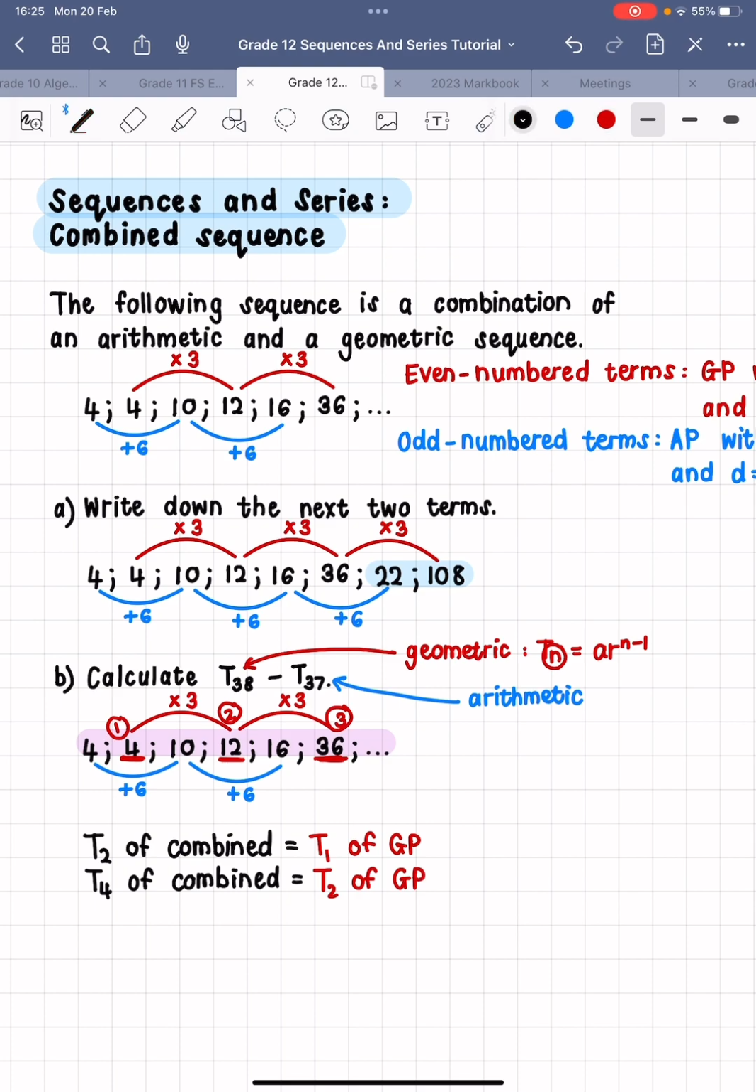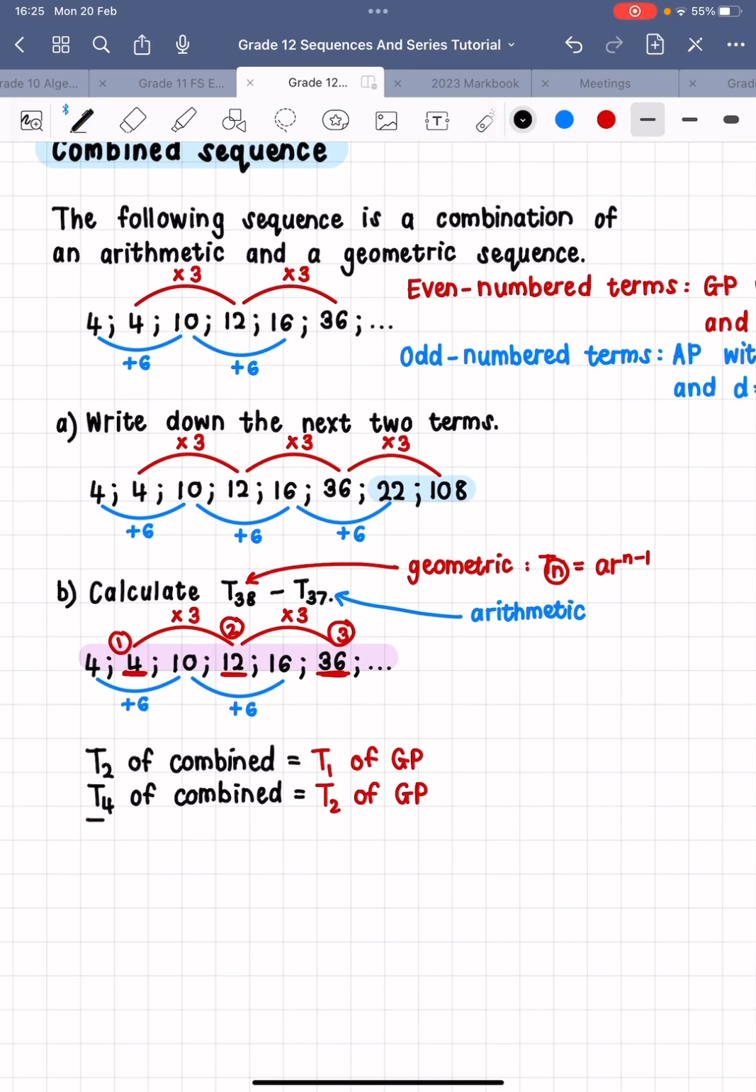Last one that I'm going to write down is term 6 of the combined pattern is equal to term 3 of the red number pattern of the GP. So what are we noticing? What are we doing with this number here to get that number there? We are dividing it by 2.